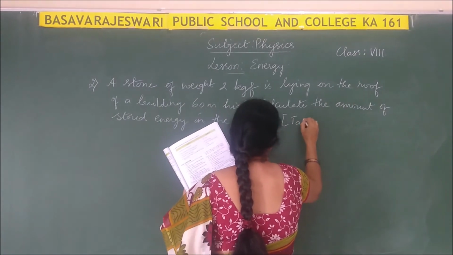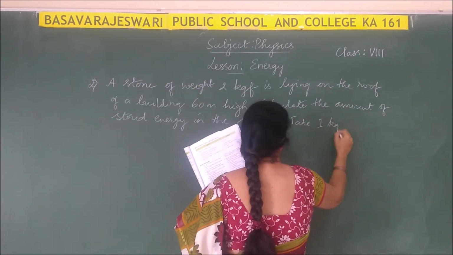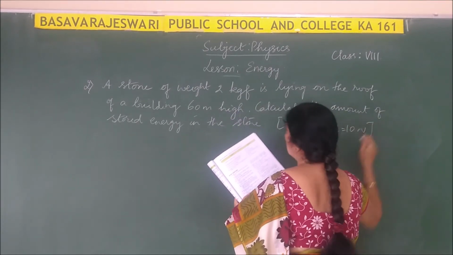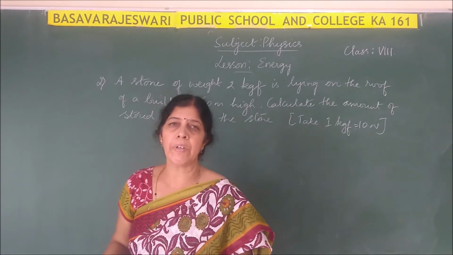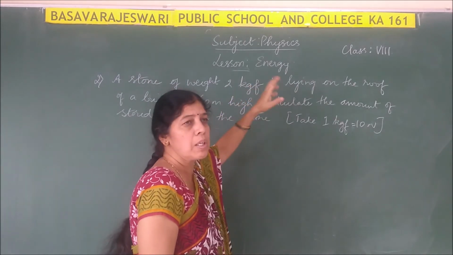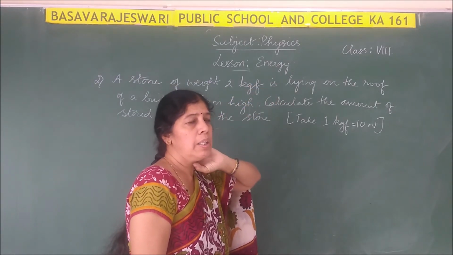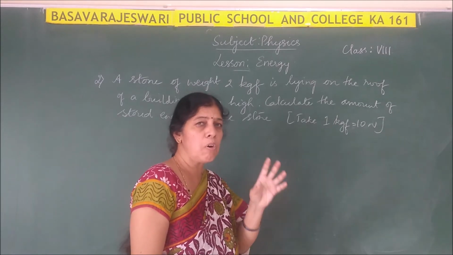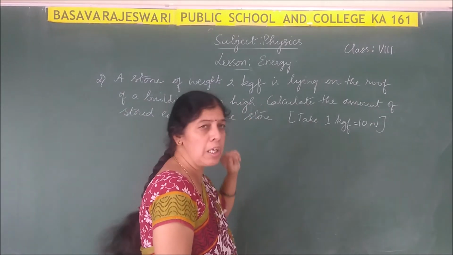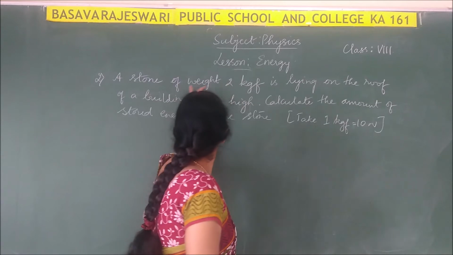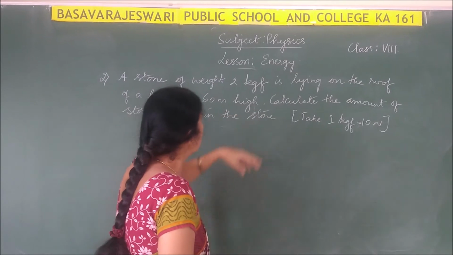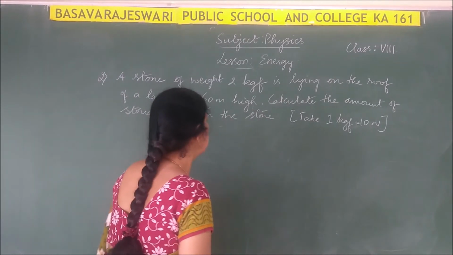So we have to take 1 kg is equal to 10 Newton. Now here we are provided with gravitational units of weight or force. Gravitational unit is a kilogram force. Gravitational units means the body is under the influence of the gravitational force of the earth. So we can note the weight in gravitational units also. So here he has given a stone of weight 2 kg lying on the roof of a building 60 meter high. Calculate the amount of stored energy in the stone.